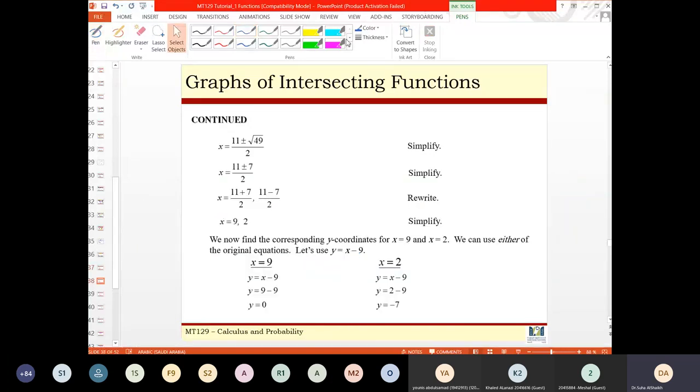How can I get the y? I can get the y by putting in any of the 2 functions. For example, one of the functions is y equal to x minus 9. I substitute with the x, that's correct, in this function: x minus 9, once with 9 and once with 2. If we substitute with 9, the y will be 0. If we substitute with 2, the y will equal minus 7. So those are the 2 points where the functions meet.